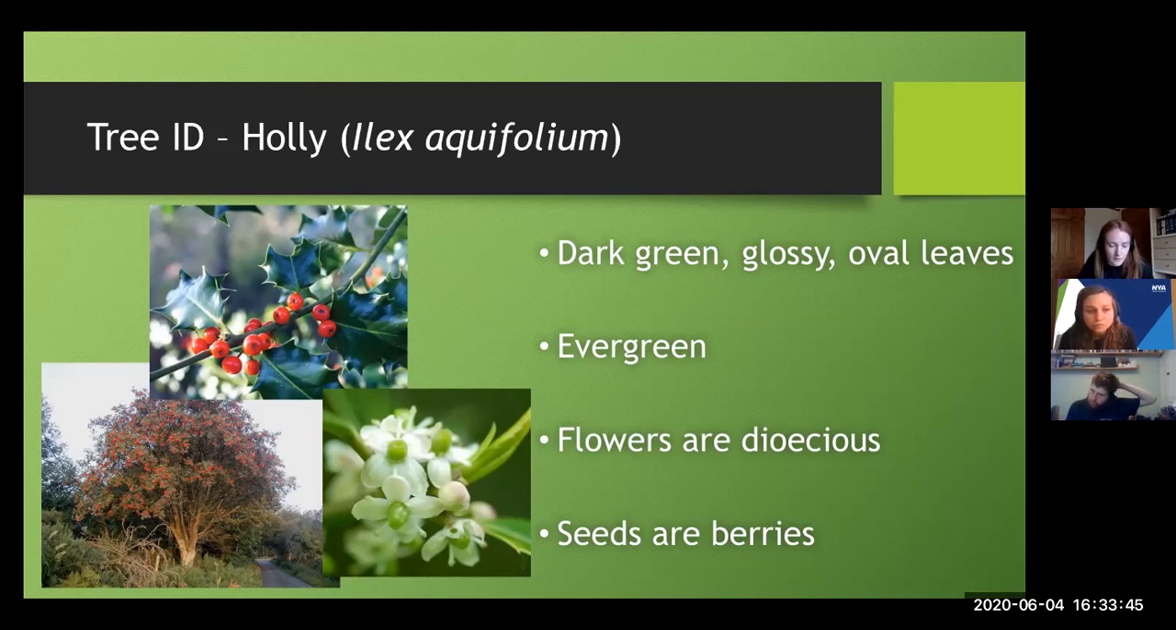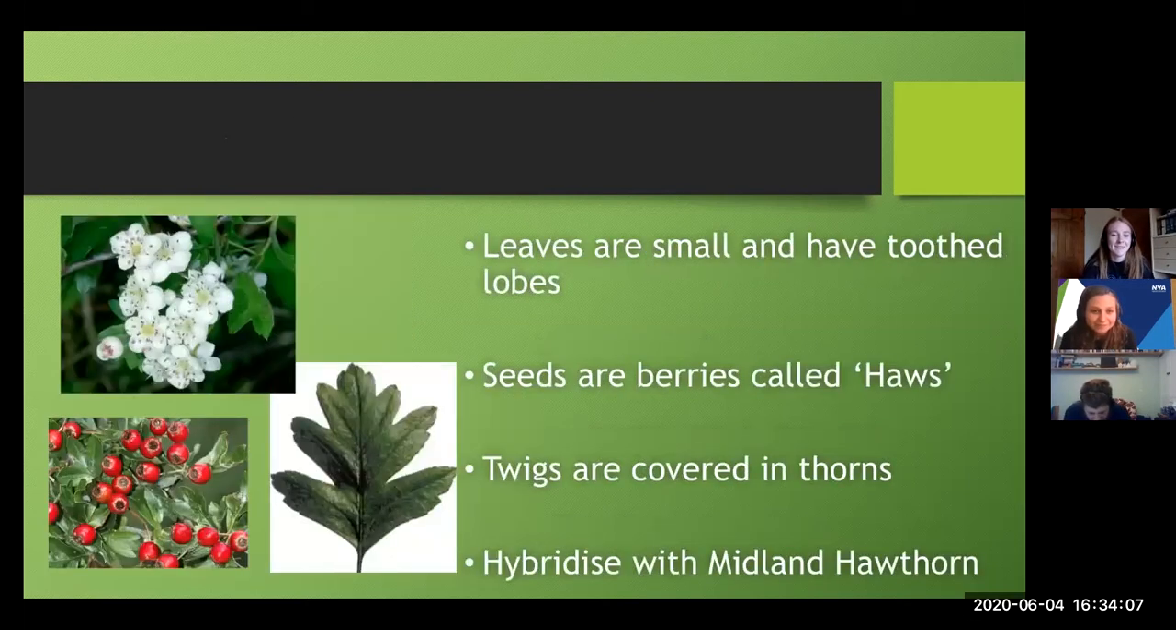And the berries are a really vital source of food for a lot of animals in the winter, particularly birds and small mammals. And the mistle thrush has been known to guard the berries over the winter quite aggressively. So look out for that. Any ideas for this one?